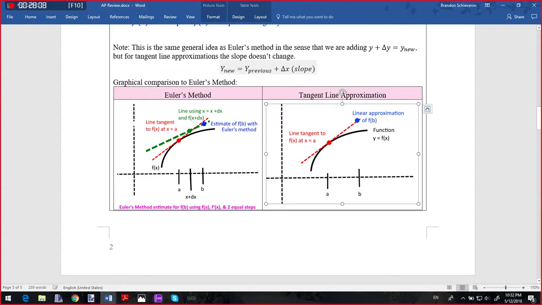Graphically, what we've done is over here on the right. I used a point and a slope to create a line, but then I used our line to estimate what the y value would be. So linear approximation: linear just means line. Approximation is an estimate. So we're estimating the value of our original function using a line.